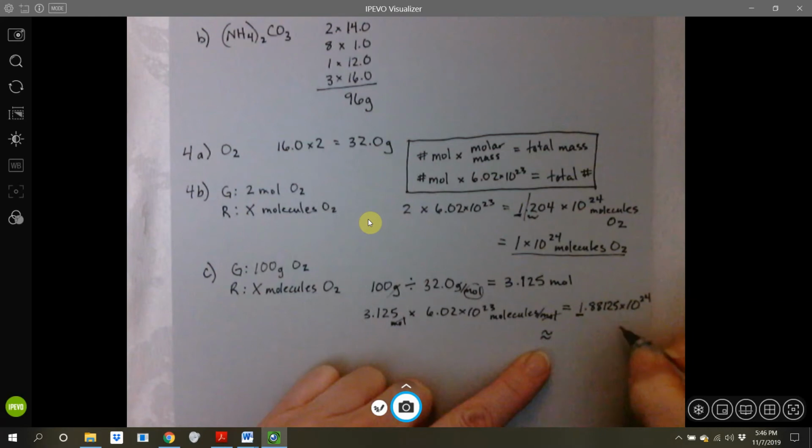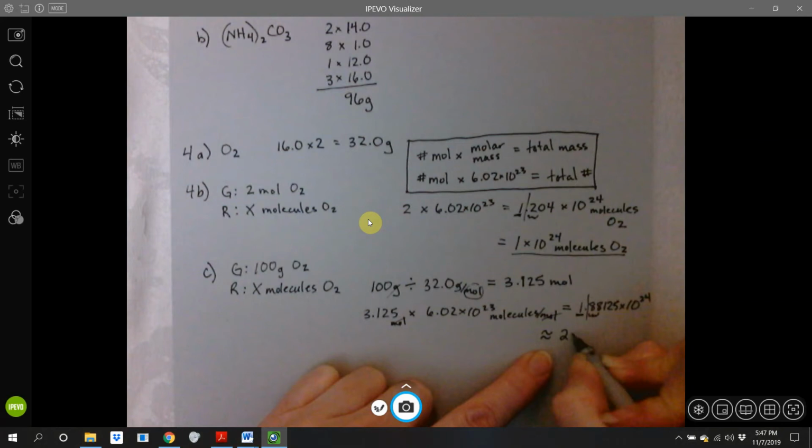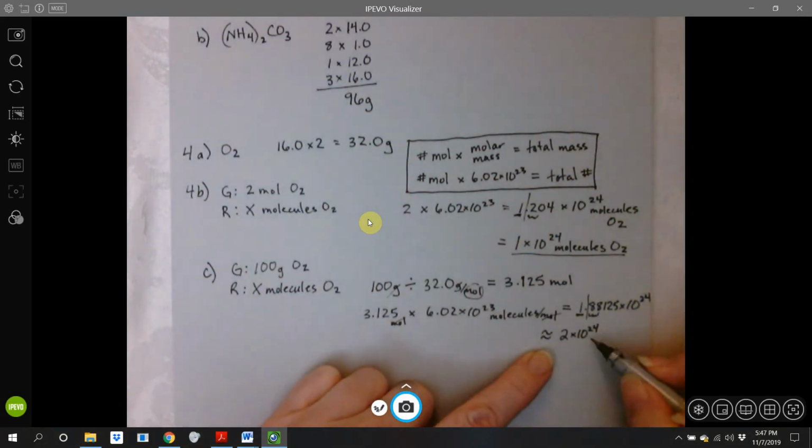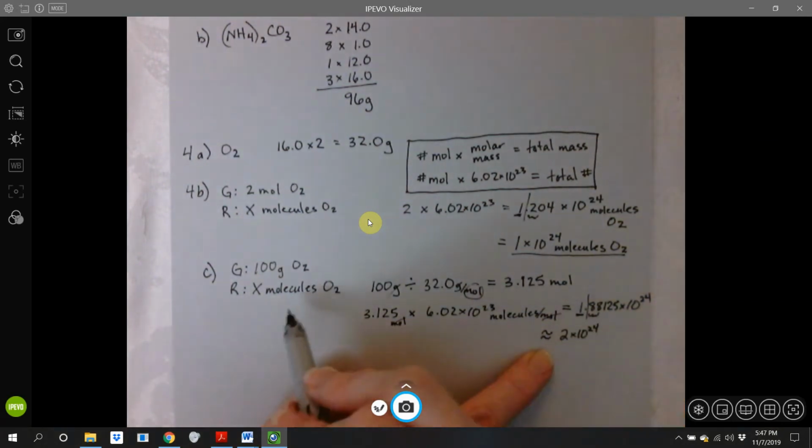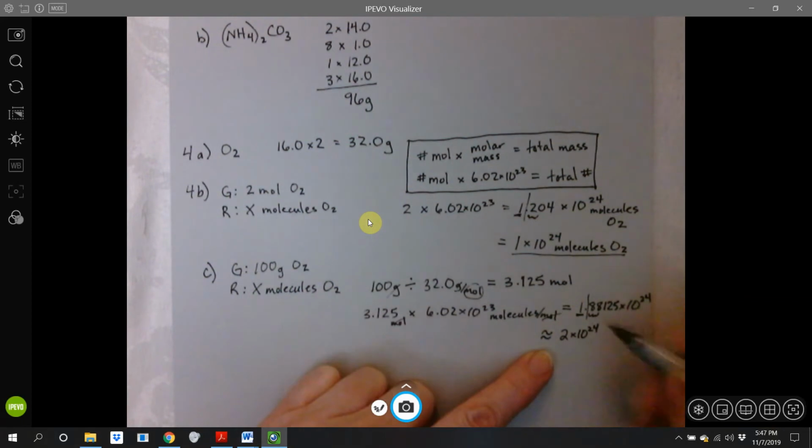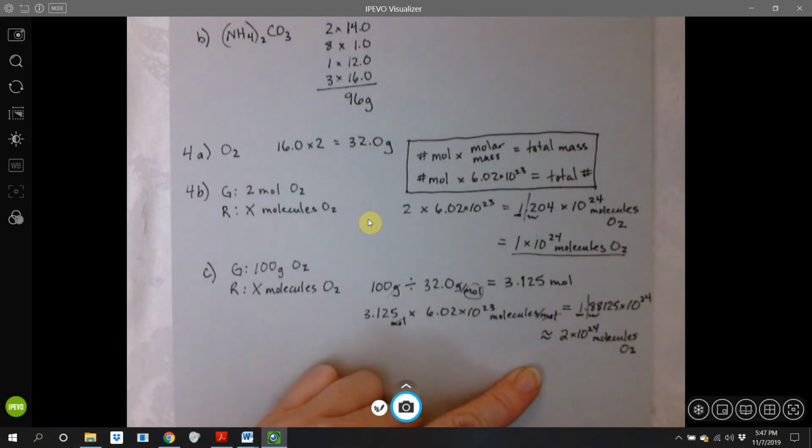So here we're going to keep that one. We're cutting it off. Here we're looking at the 8 to go up or down. So we'll round up to 2 times 10 to the 24. And this is a large, large number, which is good because we're counting a number of molecules, right? Tiny little things. Molecules of O2.